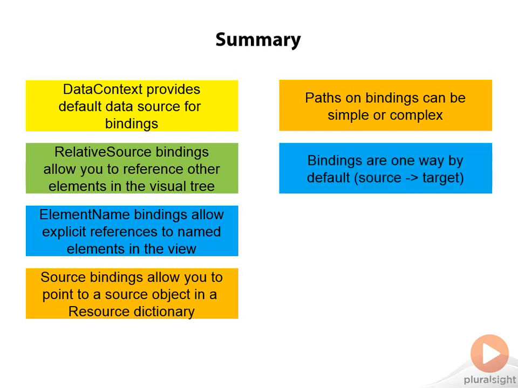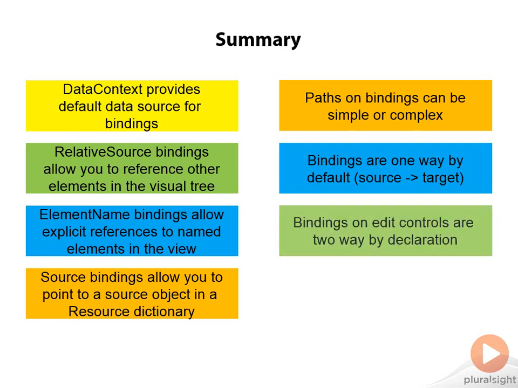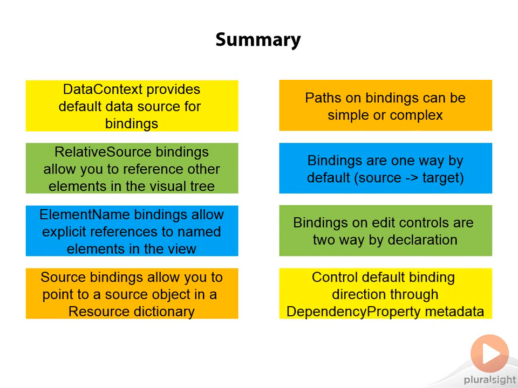We covered the directionality of bindings, the fact that they are one way by default, where the data flows from the source to the target at initial binding time and when property change notifications occur. But you can use two-way bindings, either explicitly by setting the mode property, or if you're on an edit control with the primary edit property, such as text on a text box, those properties can be declared to be two-way by default. And the way you do that default declaration is through the metadata of the dependency property that's going to end up being the target property on that element. And we saw how you can declare that yourself if you're writing a custom control with properties that you expect people to bind to.